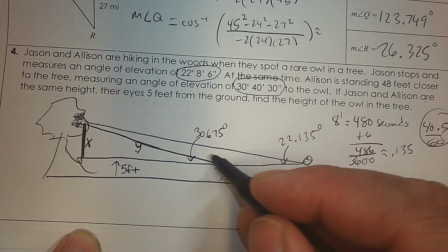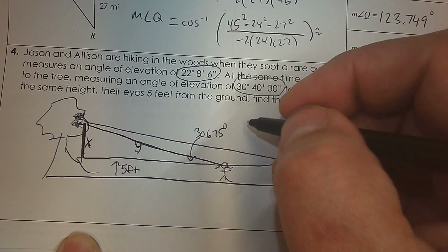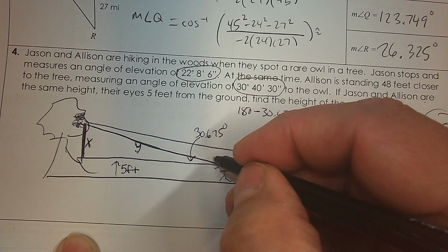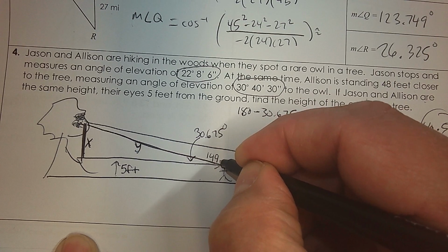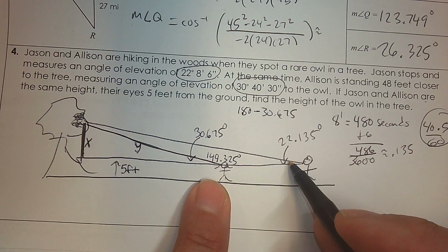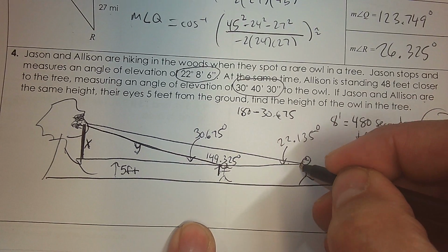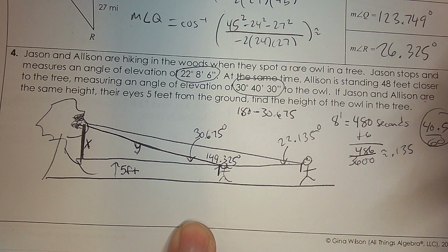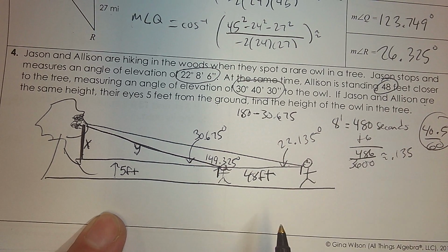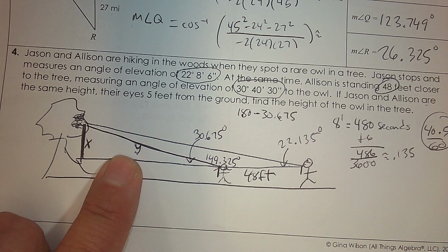There is a supplementary angle here. So on one side is 30.675. If I go 180 subtract 30.675, then the other angle, the one inside the obtuse triangle, is 149.325. Now I need that angle because now I have 2 angles that I'm looking at. Now we also know the distance between Allison and Jason is 48 feet. So now I have an angle, a side, and an angle, and I want to solve for y. So that's the law of sines.